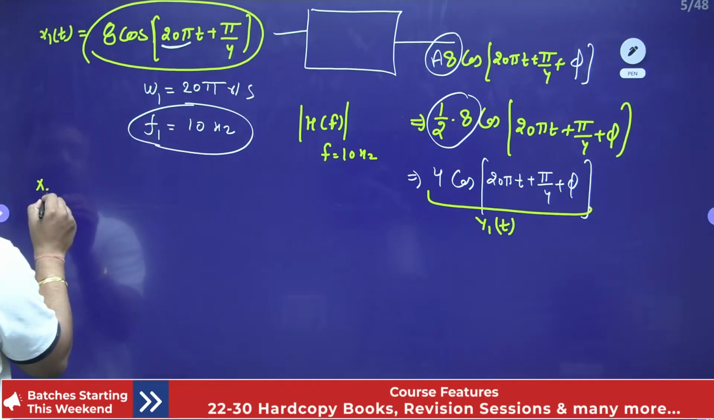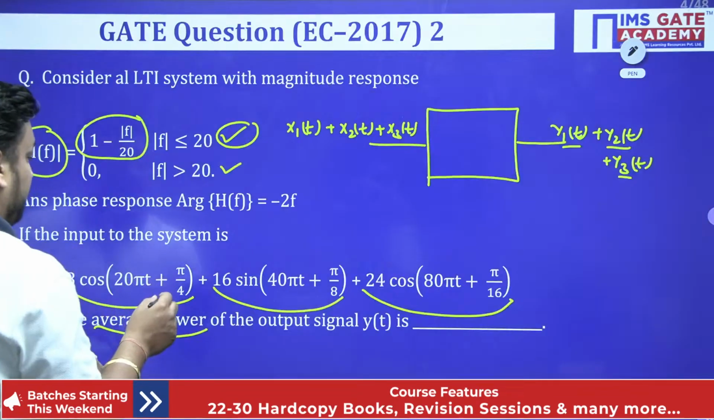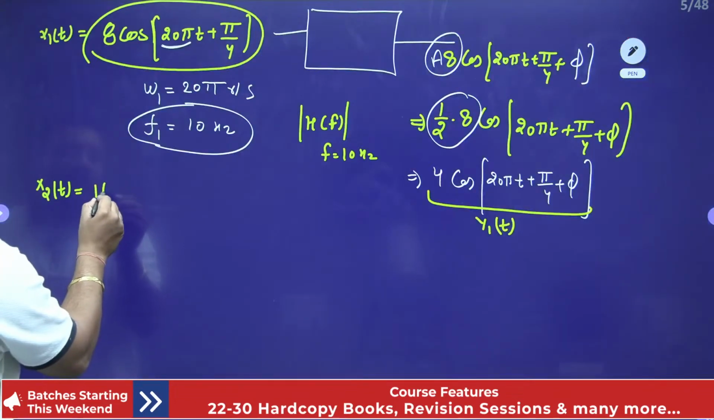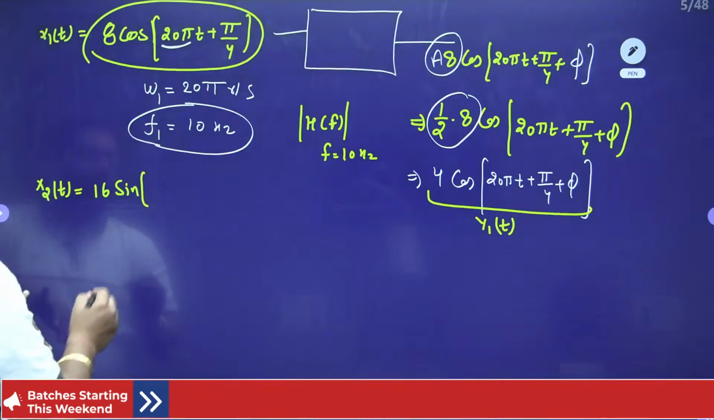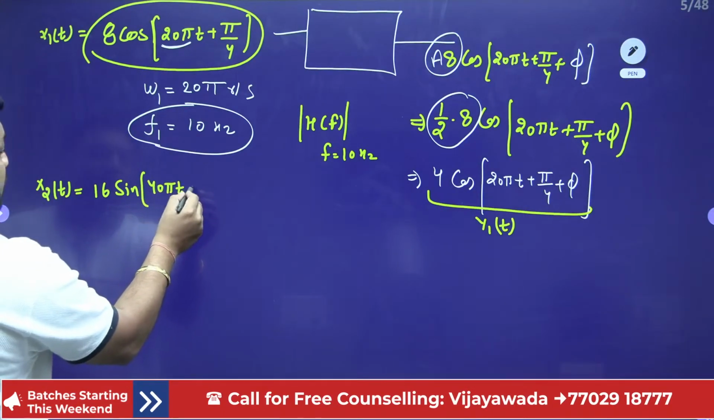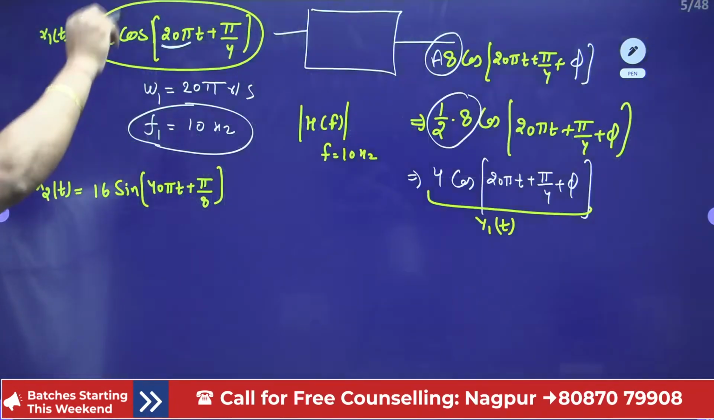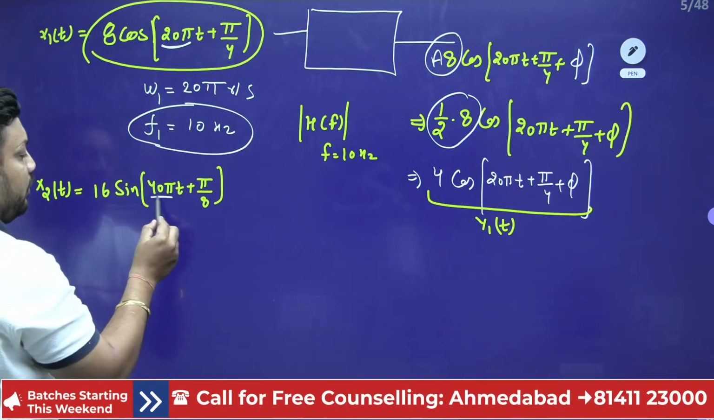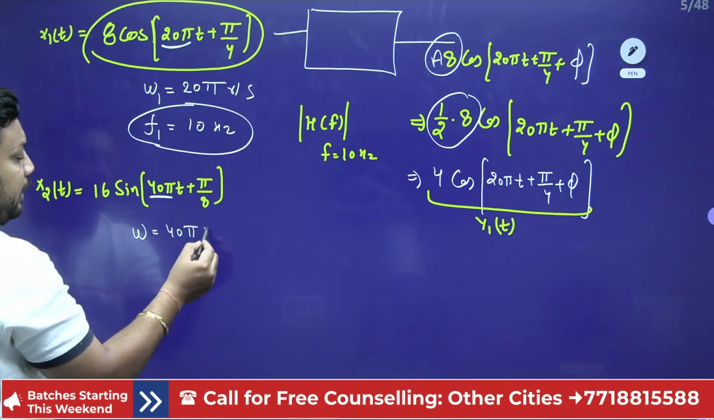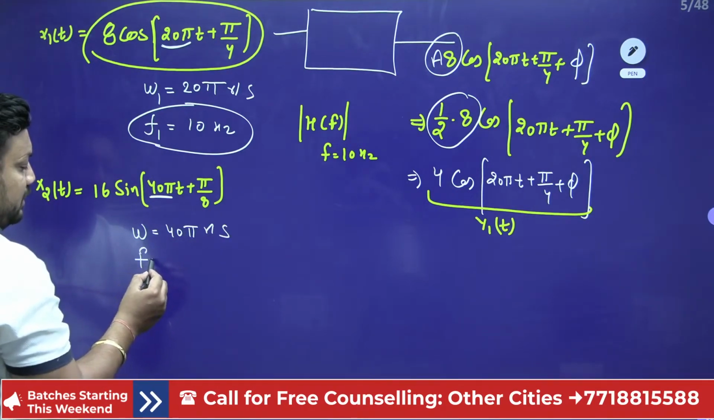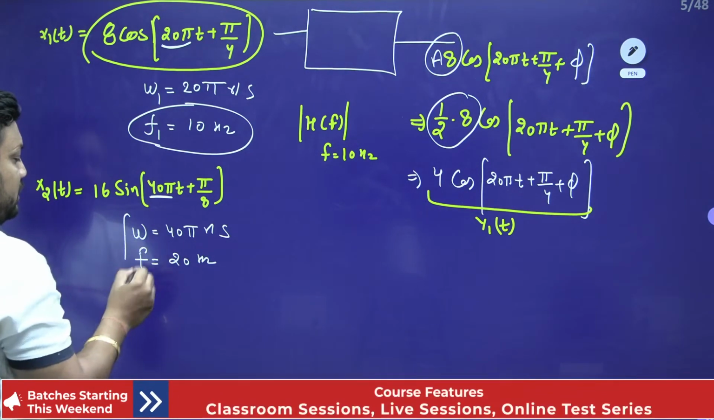Now you need to tell me, if you have a strong observation, then you can easily reply. 16 sine, I am writing here 16 of sine 40 pi t plus pi by 8. So here what we have, 40 pi t plus pi by 8. Now you need to tell me what is the frequency. Frequencies are in radian per second. If you talk about radian per second, it is 40 pi radian per second. But if I talk about the frequency in hertz, then you have to divide by 2 pi, so it will actually be 20 hertz. So frequency is nothing but 20 hertz, guys.